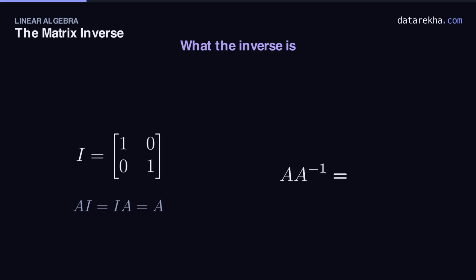Now the definition. The inverse of A, written A with a little -1, is the matrix that satisfies this. A times A inverse and A inverse times A both give the identity. It undoes A from either side.